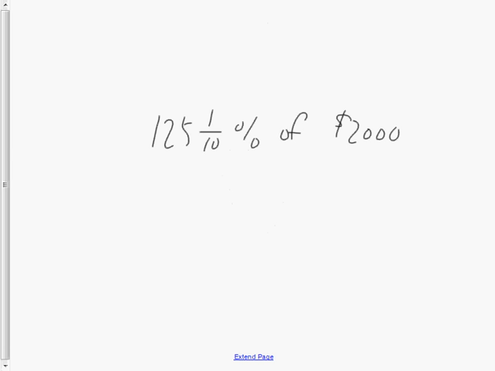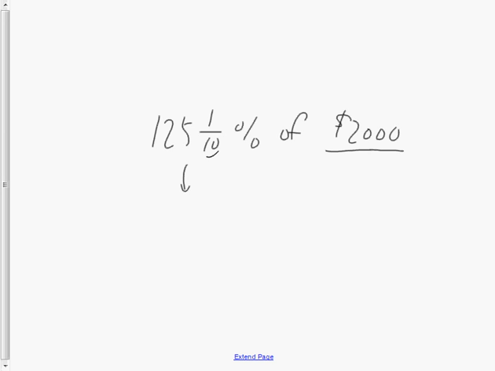In the next question, you're asked to find 125 and 1/10% of 2,000. So the first thing you need to do is understand the magnitude or the size of the number. Your answer, you can expect, will be more than $2,000, because you're having more than 100% of it. So if your answer turns out to be less than $2,000, you did something wrong.